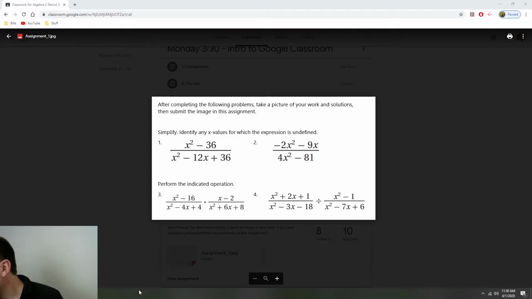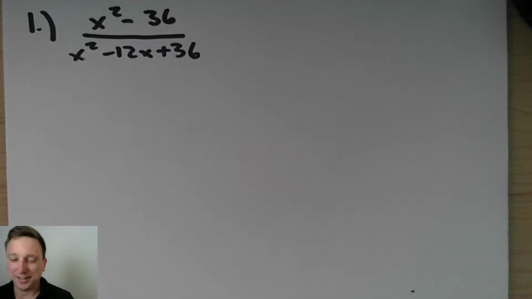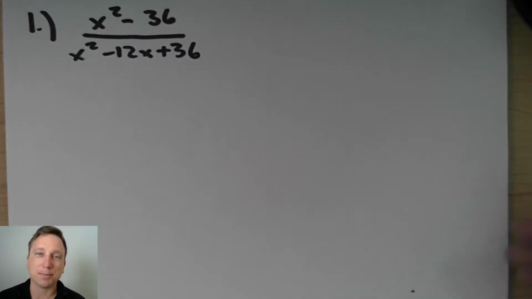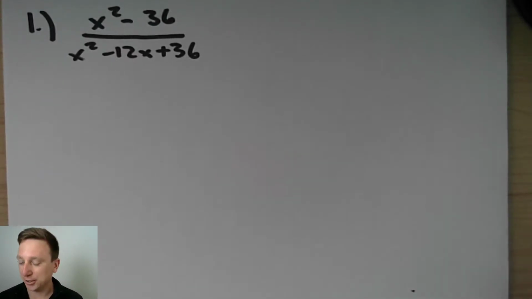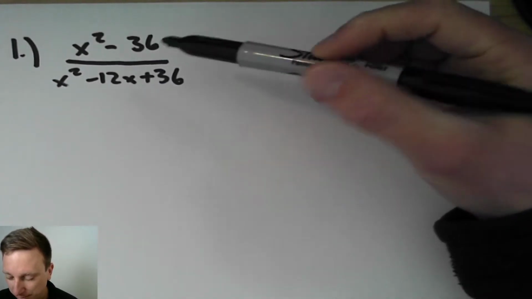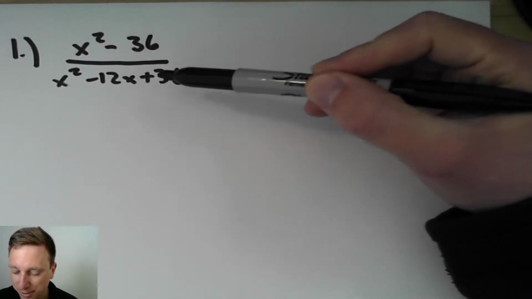So let's flip to the document camera. Oh my, there we go. All right. And working through number 1. Number 1 asks us to simplify and then identify any x values for which the expression is undefined. So here we go. If we look at this problem, we notice there are quadratics on top and bottom.